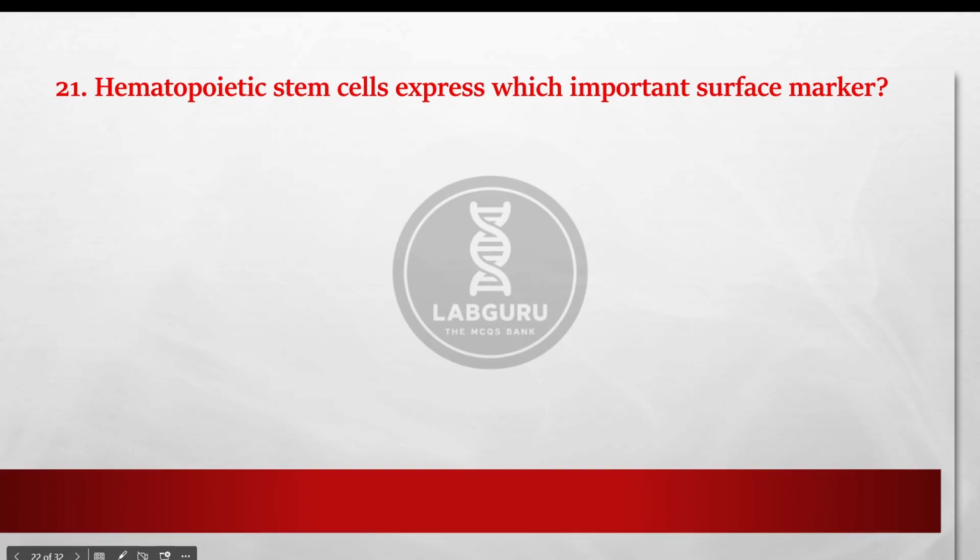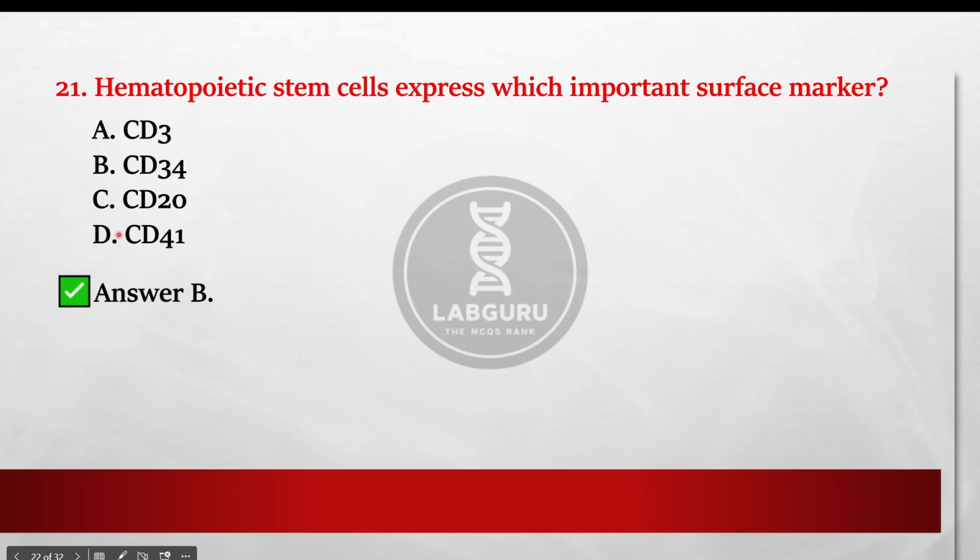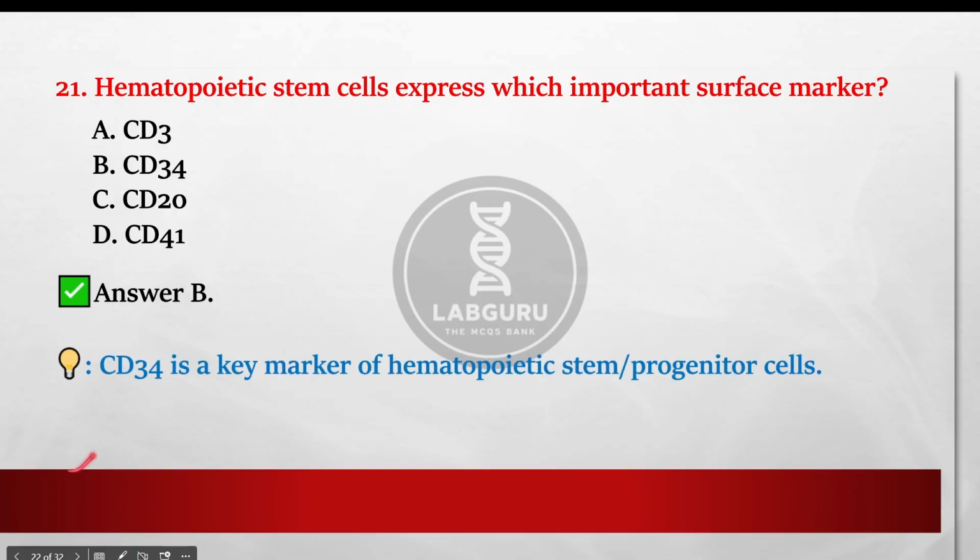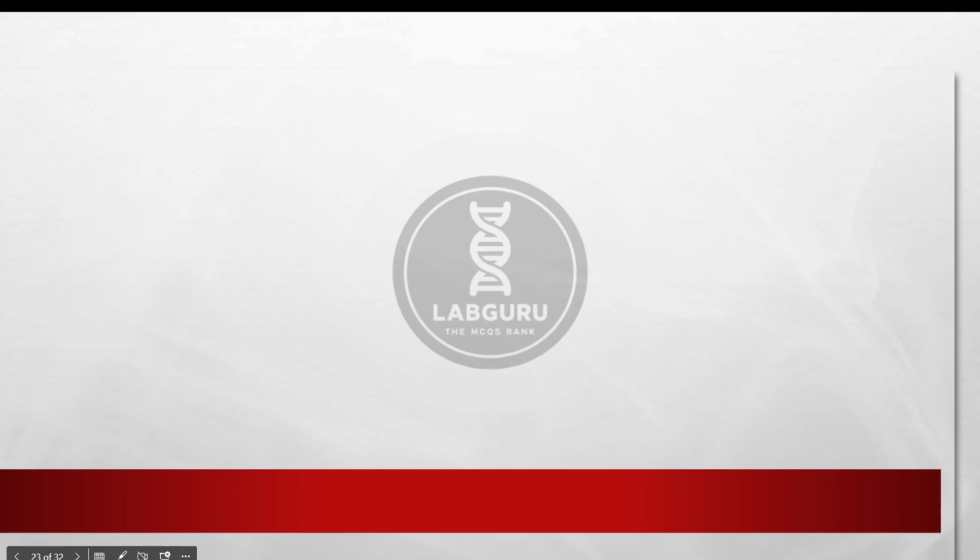Question number 21. Hematopoietic stem cells express which important surface marker? Here the options are option A CD3, option B CD34, option C CD20, and option D CD41. The right answer is option B, that is CD34. CD34 is a key marker of hematopoietic stem cells or progenitor cells.